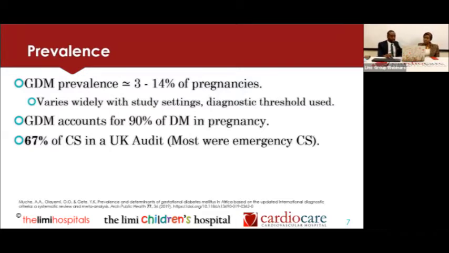Absolutely. And so, talking about the pathophysiology of diabetes in pregnancy, particularly GDM now, but even broadly diabetes in pregnancy, how does this happen? How does someone's sugar go up in pregnancy? And what are the consequences? How do those consequences arise?